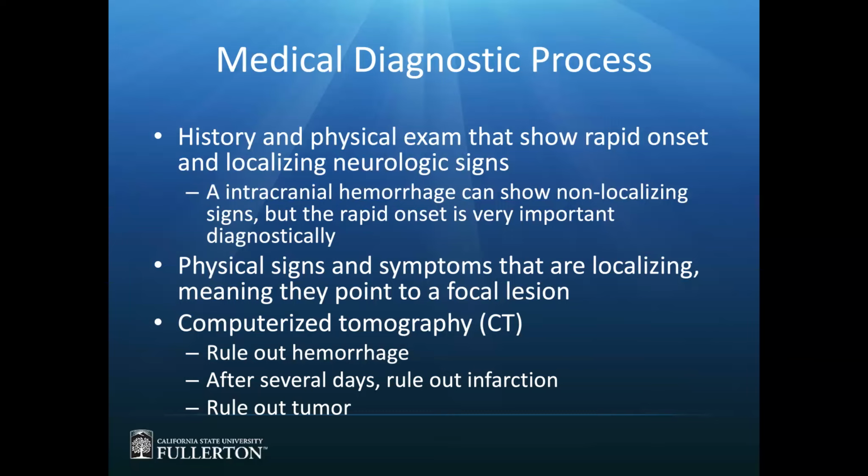They're almost always localizing and kind of show the direction of where the damage is occurring. Keep in mind that an intracerebral hemorrhage can show non-localizing signs because it's putting pressure as it grows in all directions. And the computerized tomography, you all know what CT scans are. They will show hemorrhage right away. So if the hemorrhage is present, the diagnostic process is pretty much over. They know what it is.